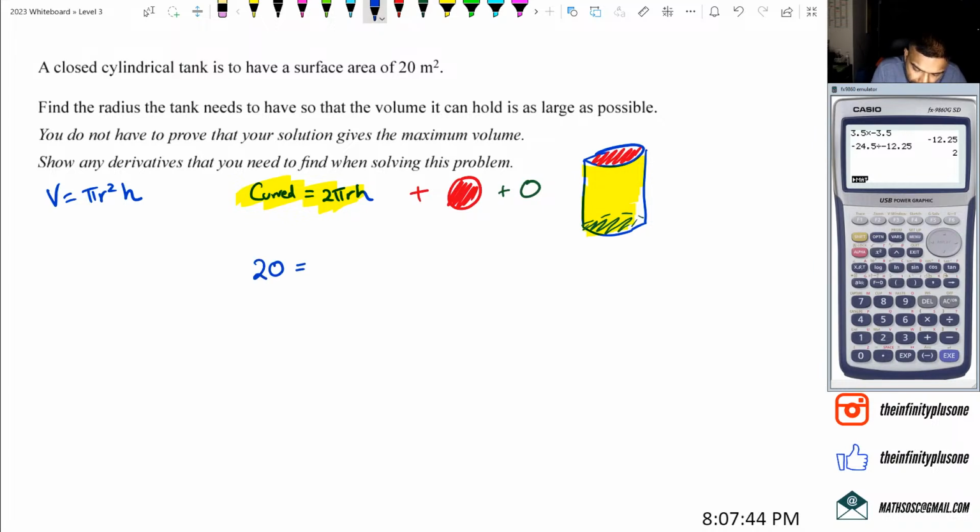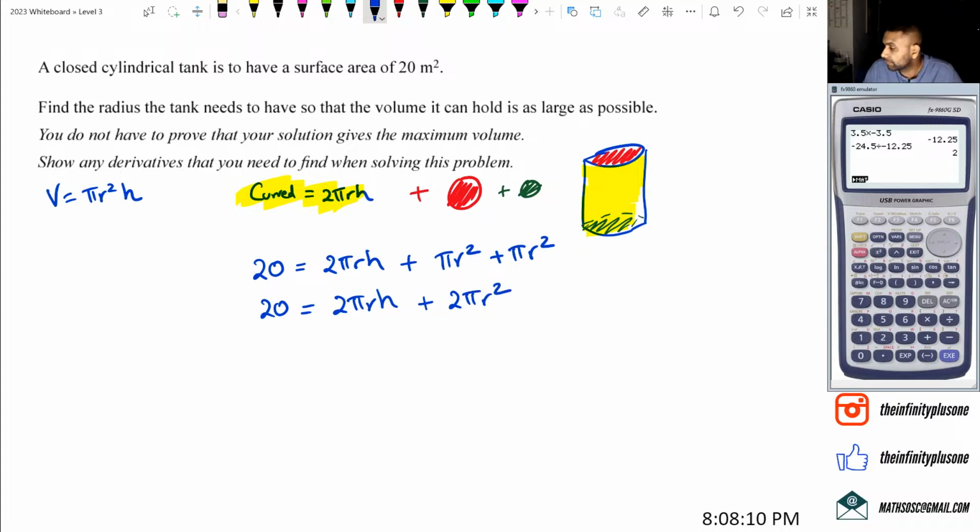So 20 equals 2 pi rh plus the area of the red circle, which is pi r squared, and then the area of the green circle, which is the bottom, that is also pi r squared. So really we've got 20 equals 2 pi rh plus 2 pi r squared. So you have to set up these equations first before you even start differentiating, all right?